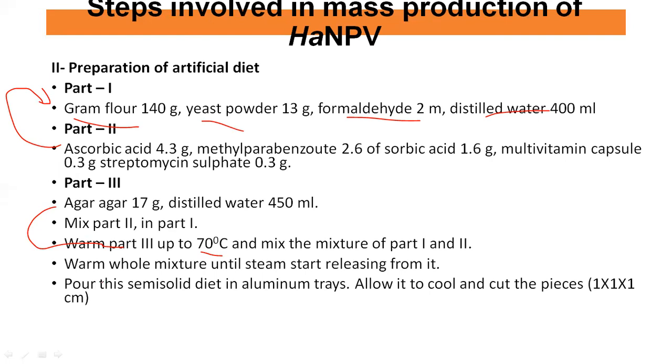After that, warm the whole mixture until the steam starts, जोपर्यंत वाफ निघणार नाही तोपर्यंत ते पूर्ण एकत्र केलेलं मिश्रण आपल्याला वार्म करायचं. After that, pour this semi-solid diet, the final product we got from the mixture of these three parts, into aluminum trays and allow it to cool.